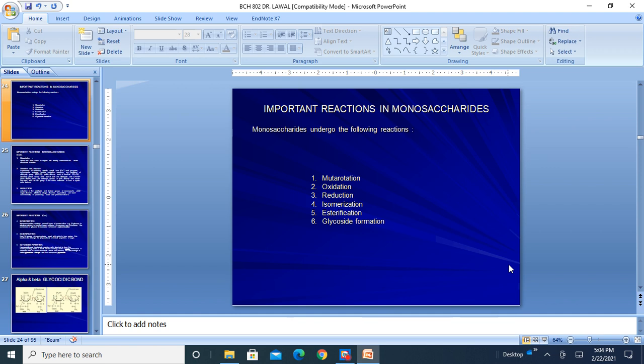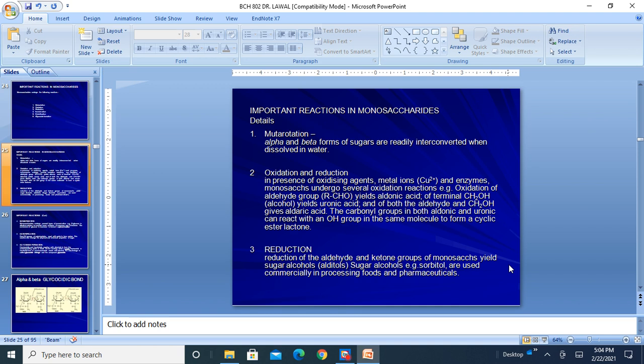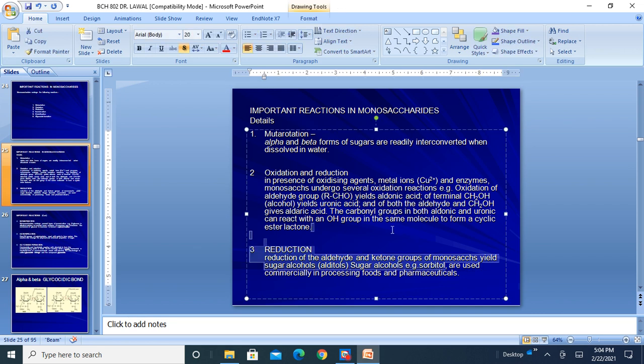The important reactions of monosaccharides are as follows. The mutarotation we just observed, where alpha and beta anomers of sugars are formed due to the interconversion when the sugar molecules are dissolved in water. Now, almost all monosaccharides are able to undergo oxidation reactions. They are able to reduce cupric ions and ferric ions into the cuprous or ferrous forms. So in the presence of oxidizing agents, the monosaccharides undergo several oxidation reactions.